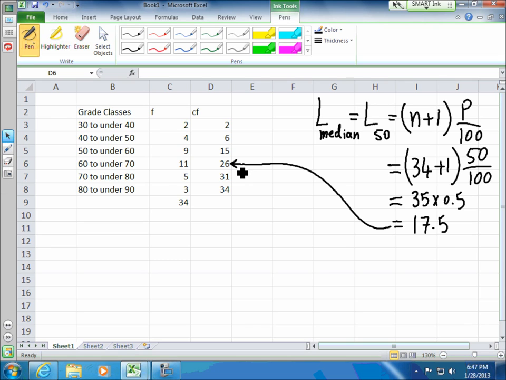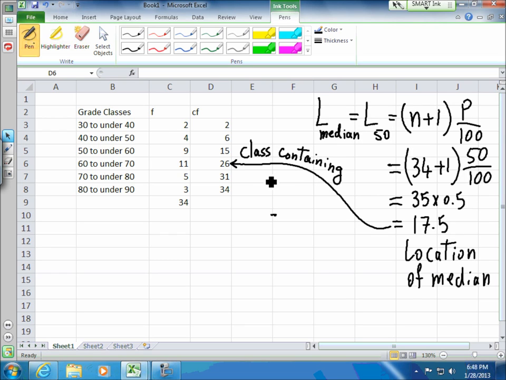Because we have 15 observations before this class, then 11 are here. So the 16th, 17th, 18th, 19th, 20th, 21st, 22nd, and so on are all in this class. Therefore, the 17.5th observation is in that class. So we found the class that the median is in. This is the location of the median, and this is the class containing the median. Good?